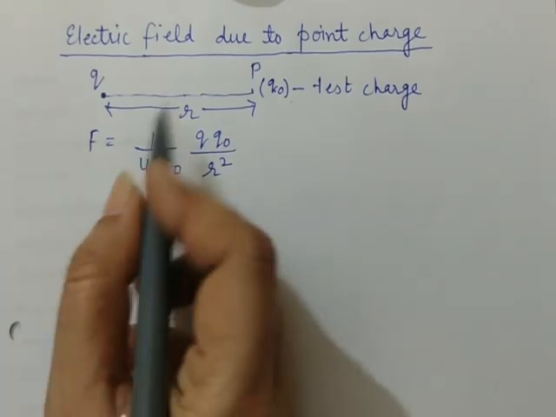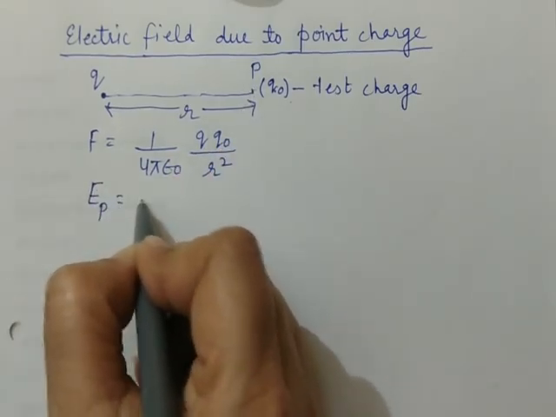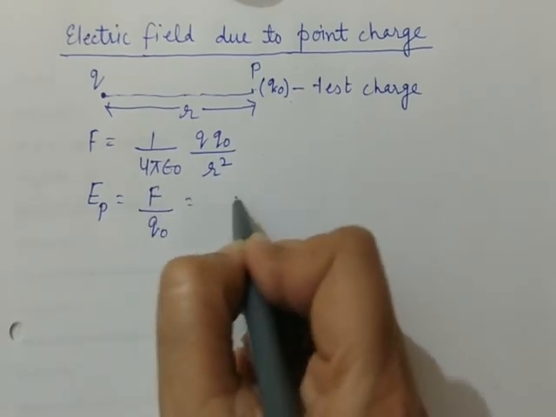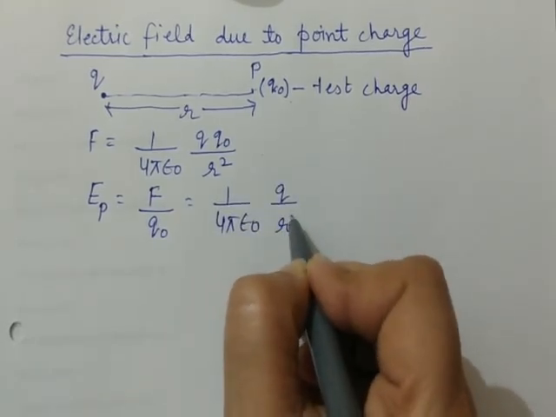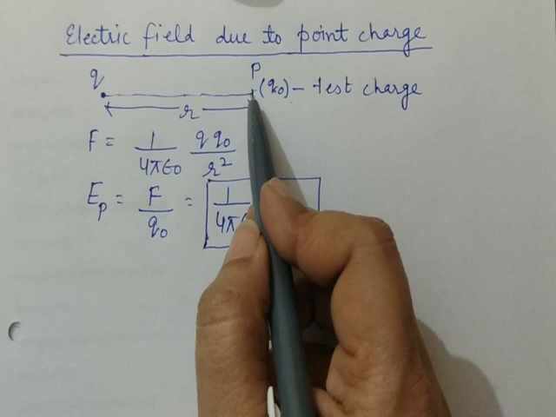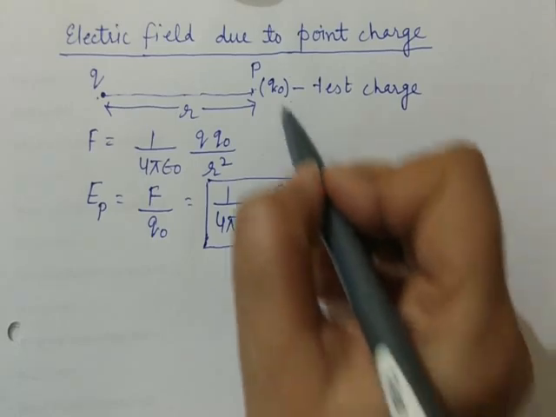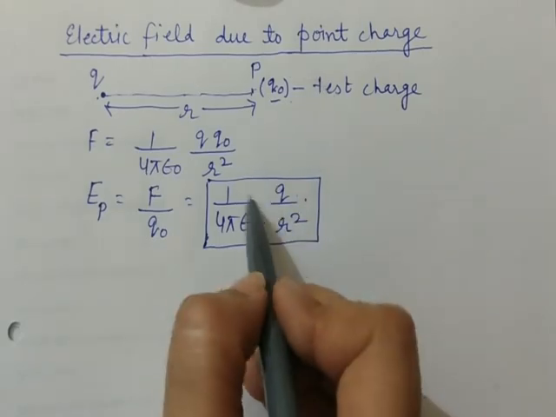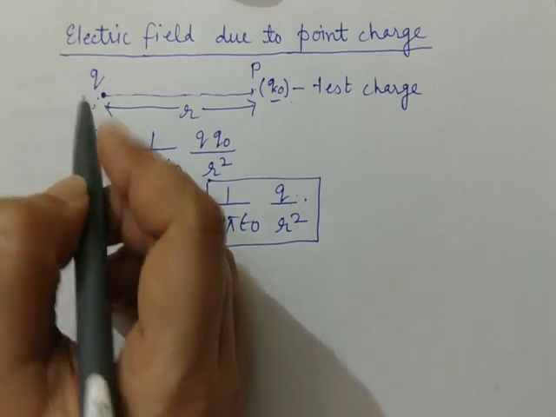Now the electric field at this position P will be the force experienced by unit charge, so F divided by Q naught. This will be 1 upon 4 pi epsilon naught Q upon r square. This is the electric field intensity at point P due to charge Q. We can see in the expression that electric field does not depend upon the test charge which was kept at point P. It depends only upon the charge which is already present in that area.